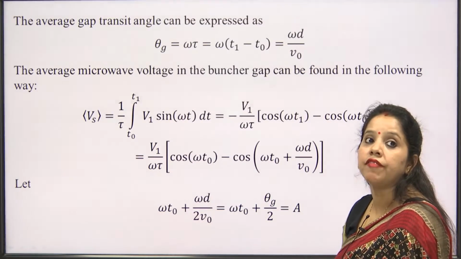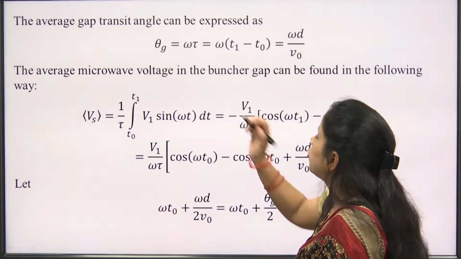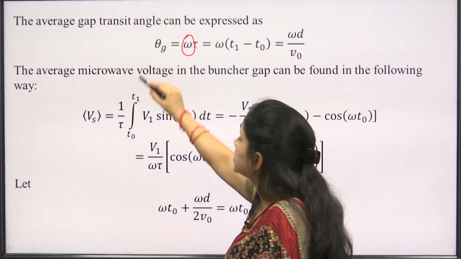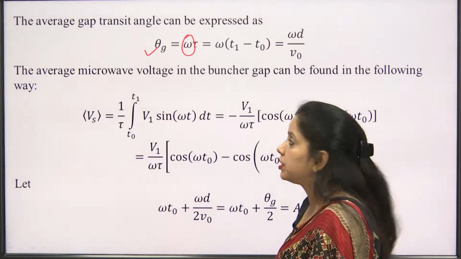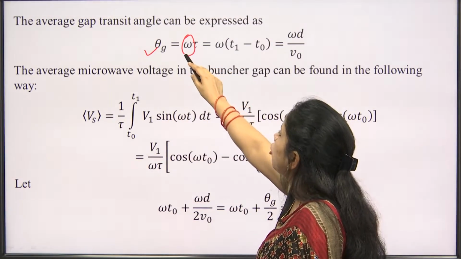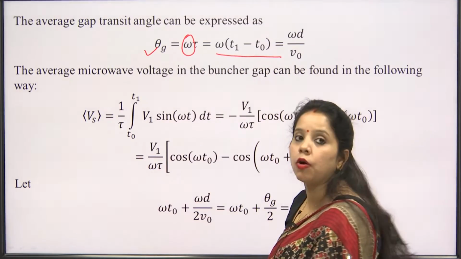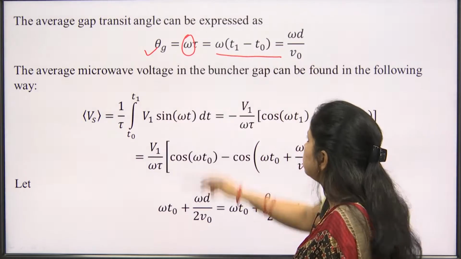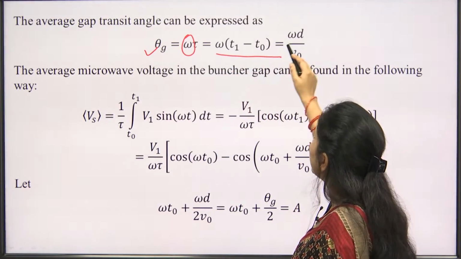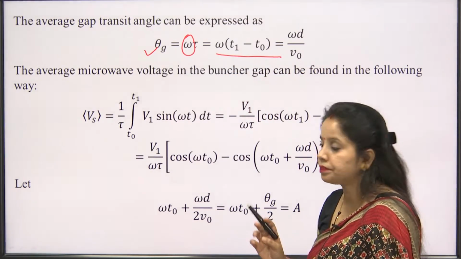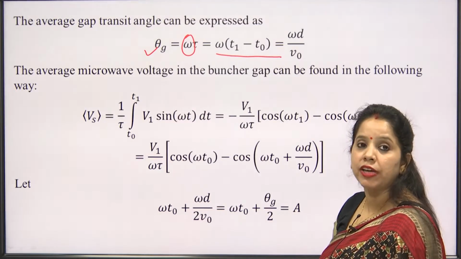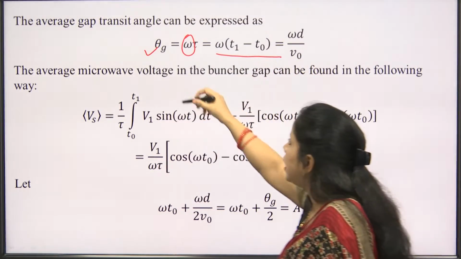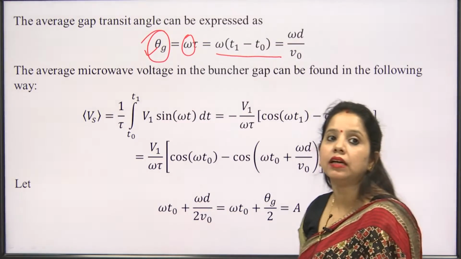Now when we have the average gap transit time, what are we going to do? We multiply tau with omega, and this is represented as theta g. So when we multiply tau with omega, the whole expression of tau is multiplied with omega: omega times (T1 minus T0), which equals omega d upon v0. So the expression which we have seen in the last slide is overall multiplied with omega, and that is represented by theta g.